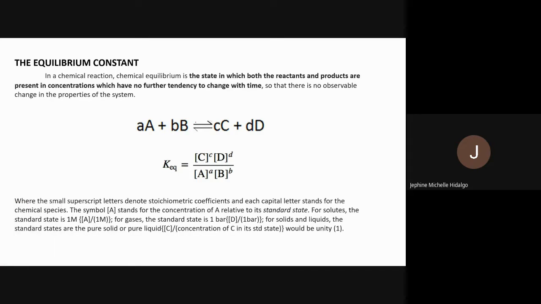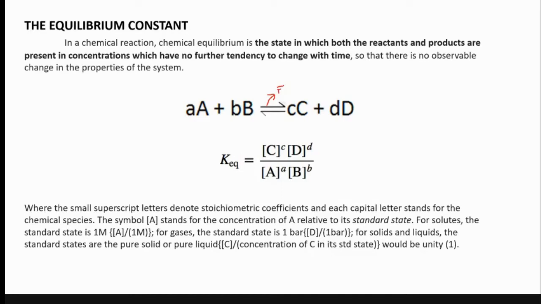The forward reaction, this one. So the A and B species will be converted into C and D products. So this one is the backward reaction naman. So pwede ma-convert back si C and D into A and B.